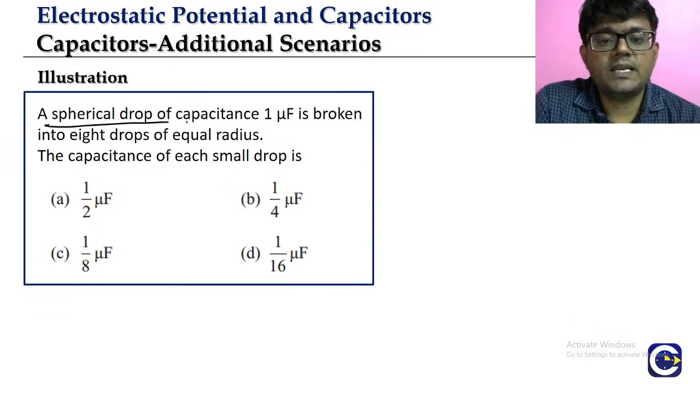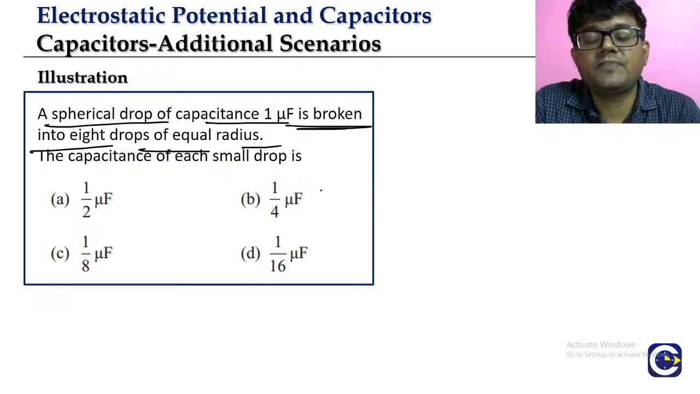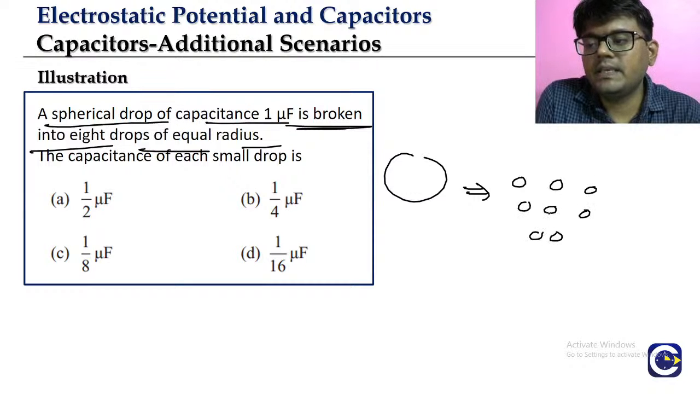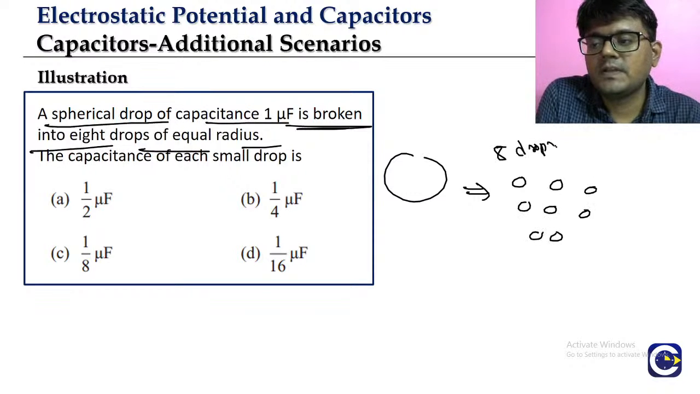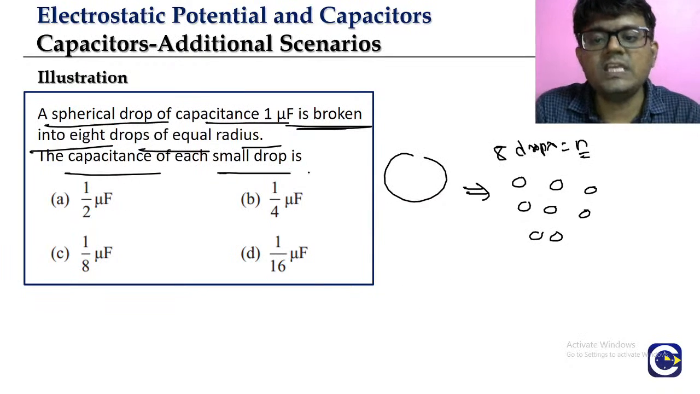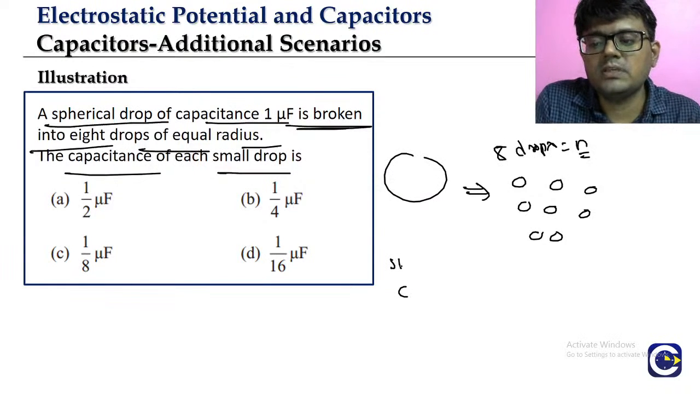A spherical drop of capacitance 1 microfarad is broken into 8 drops of equal radius. Look here, so it's like a bigger drop broken into 8 drops, which means n is equal to 8. The capacitance of each small drop? With the formula we will be able to solve it straight away.